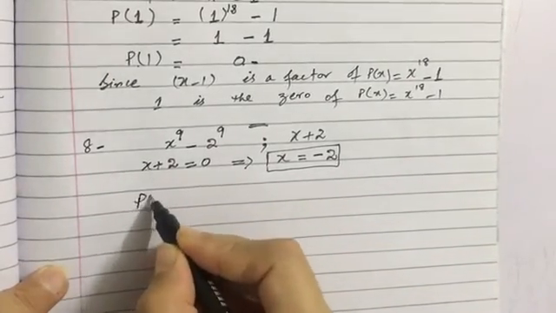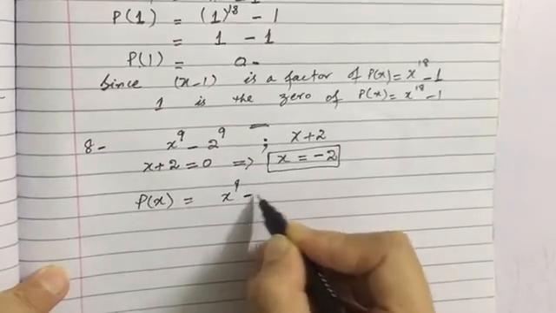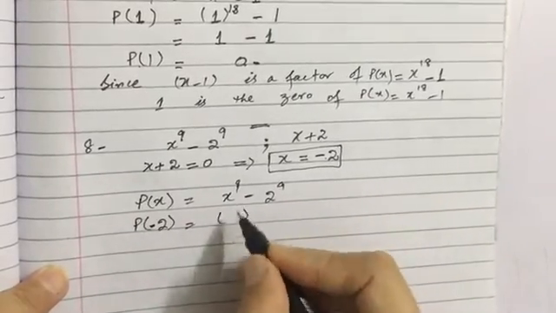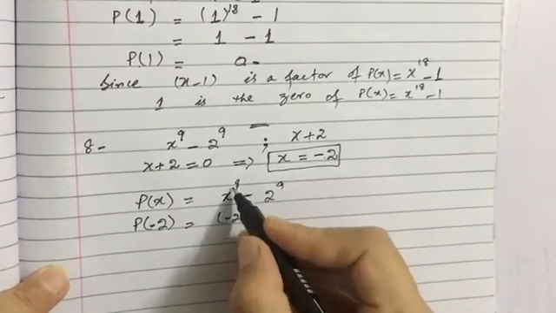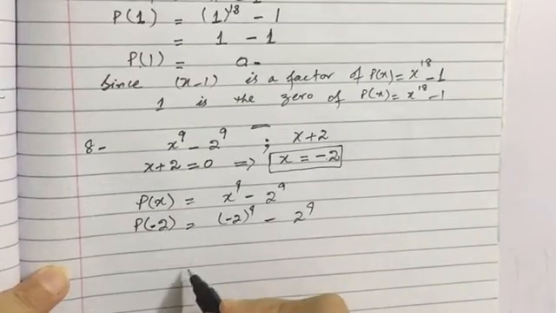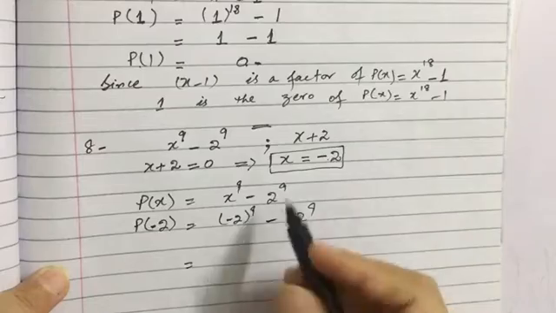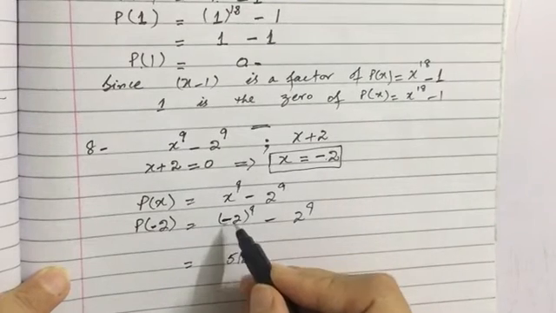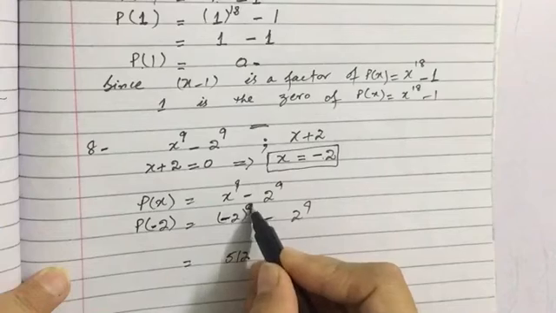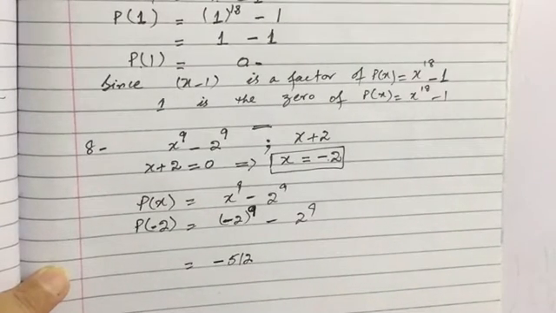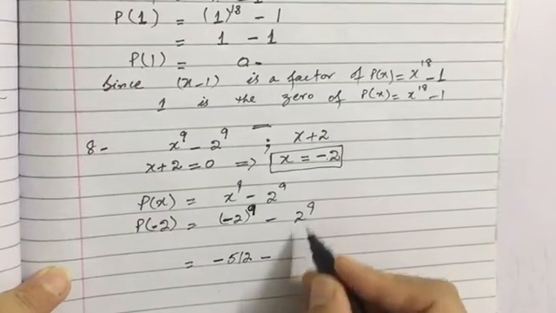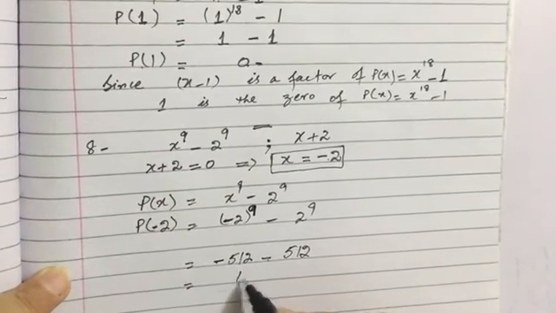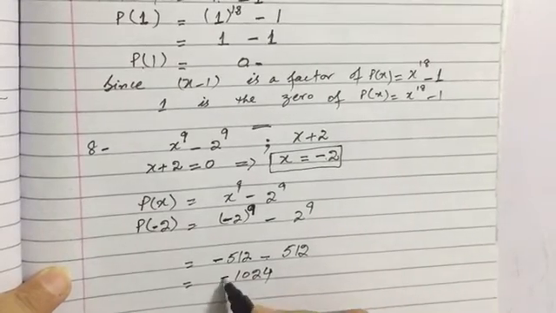And what is our first polynomial? P of x, that is x raised to power 9 minus 2 raised to power 9, and we have to find out P of minus 2 by substituting the value of x. 2 raised to power 9 is 512, so I will write here 512, and a negative sign with an odd power will remain minus, and minus 2 raised to power 9 again 512, same signs get added, it would be 1024 with negative sign.